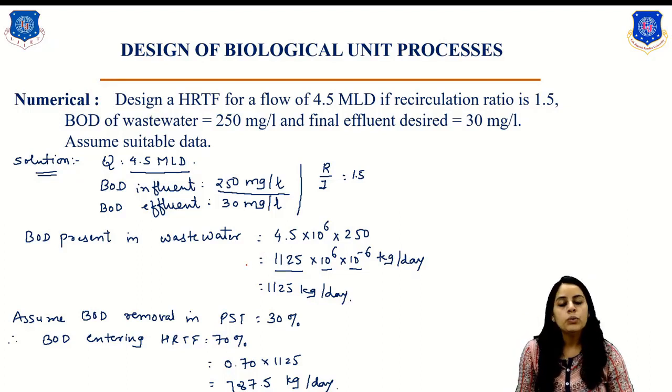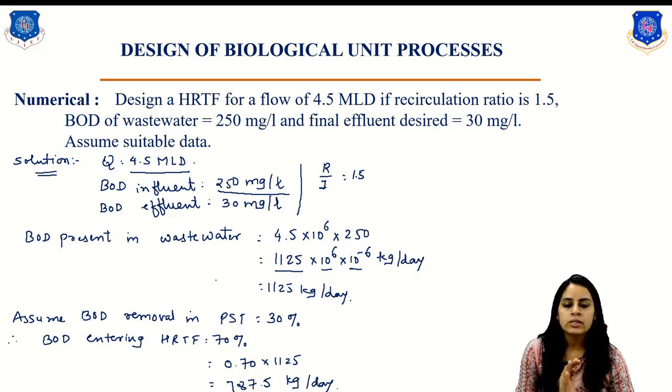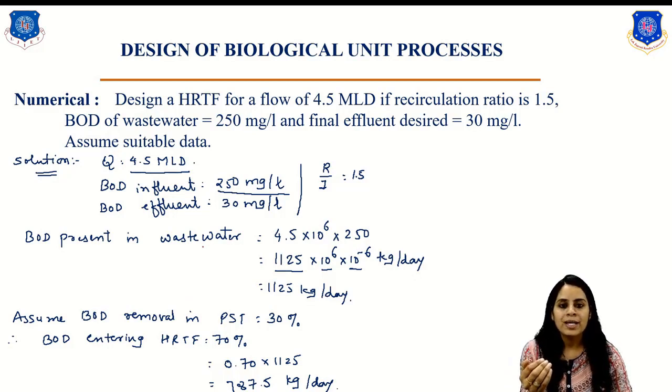Now, assume BOD removed in the PST, the primary settling tank, is 30%. This is a standard value. So the BOD entering the high rate trickling filter is 70%. So 0.70 into 1125, the BOD present in the wastewater, gives the final answer of 787.5 kg per day.